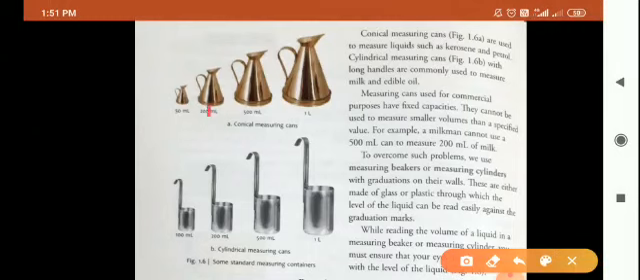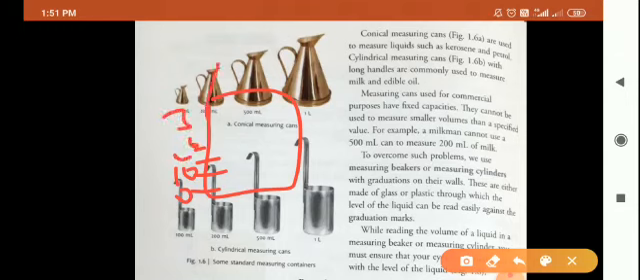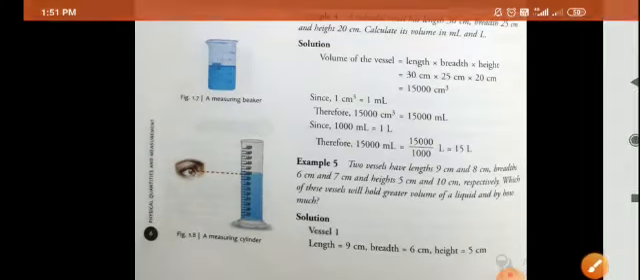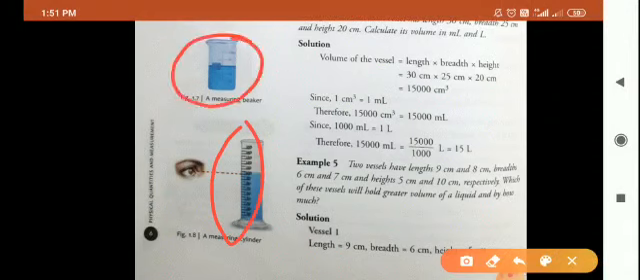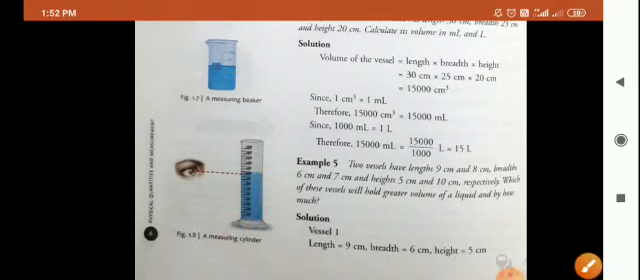Graduations means, suppose this is your measuring beaker, they have a reading here 0, 10 ml, 20 ml, 30 ml and so on. And these are either made up of glass or plastic, through which the level of the liquid can be measured against the graduations marked. So can you see here readings are also given? So these are also fixed capacities. There you can record the reading till how much unit you are measuring. And they are mainly made up of plastic or glass.